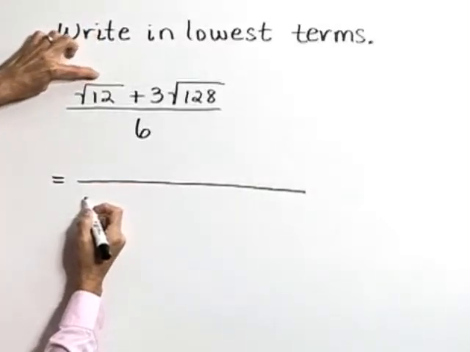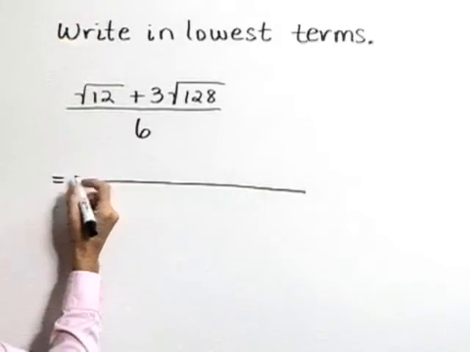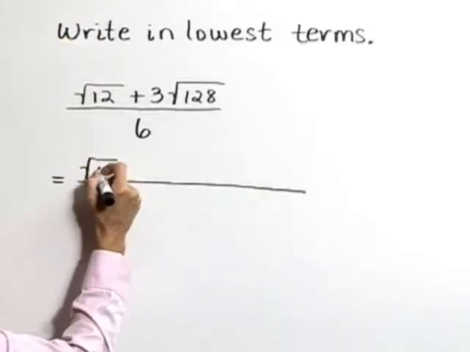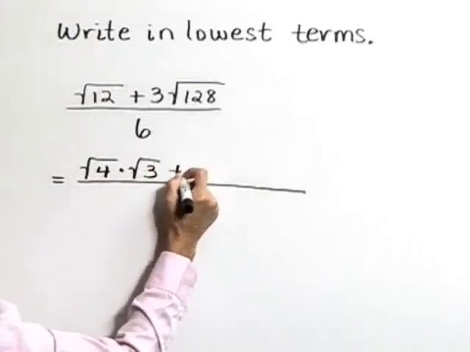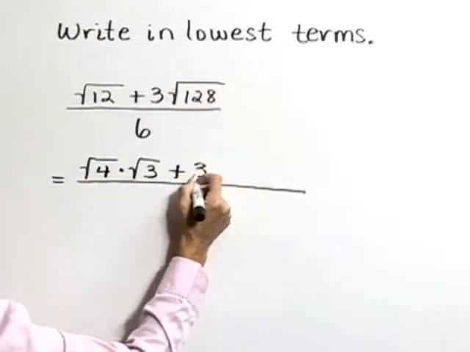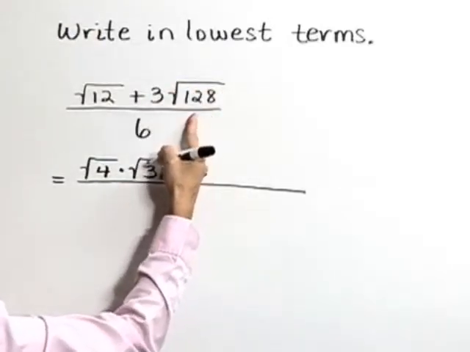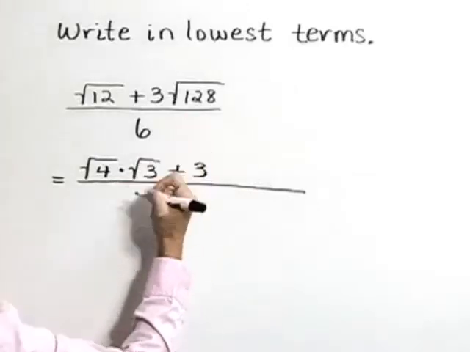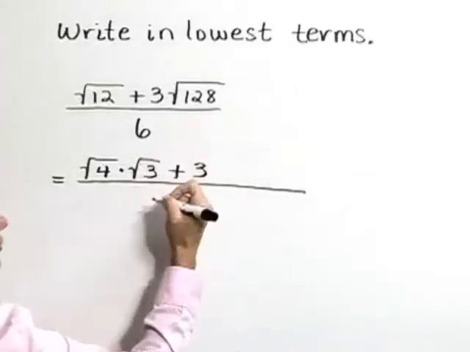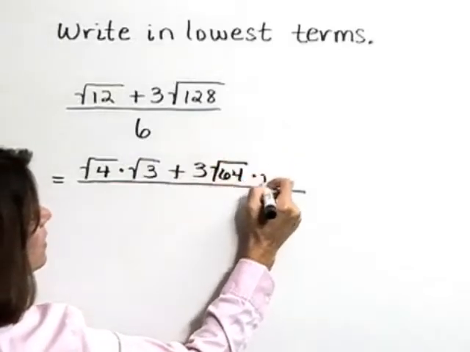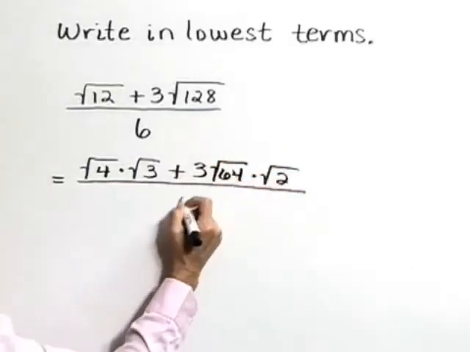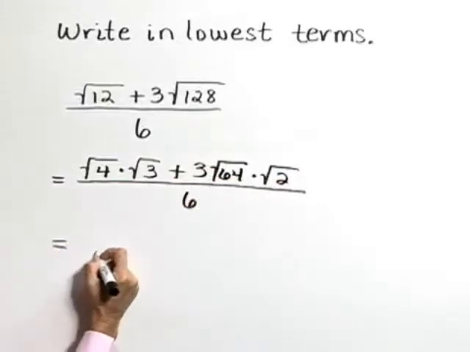That 12 has a perfect square factor of 4, so let's write the square root of 12 as the square root of 4 times the square root of 3. With our second term in the numerator, 128 has a perfect square factor of 64. So let's write the square root of 128 as the square root of 64 times the square root of 2. And that's all over 6 in the denominator.